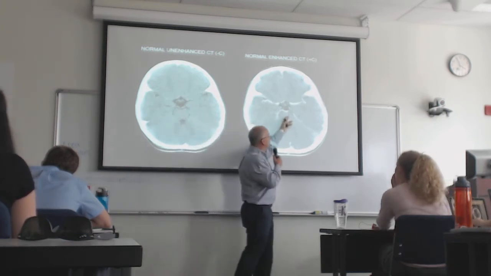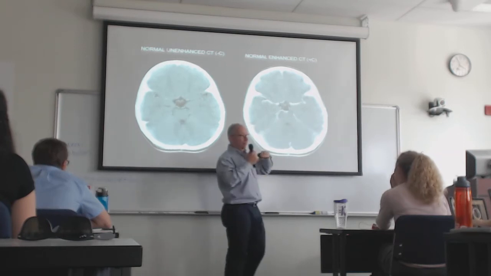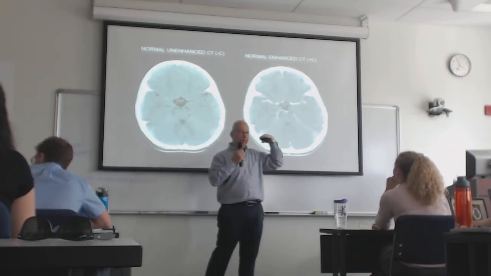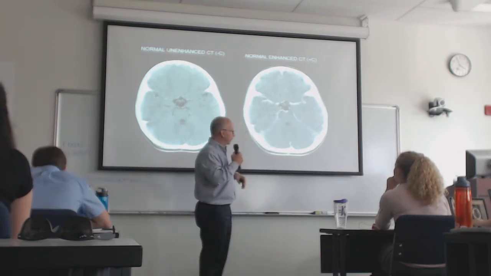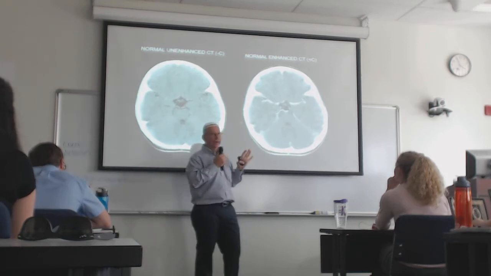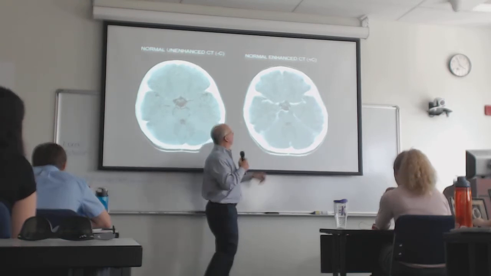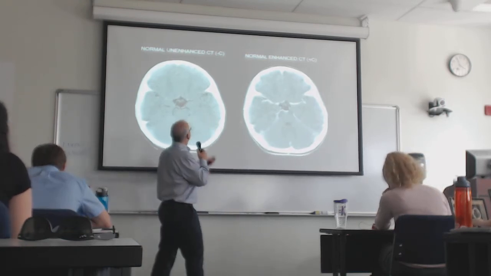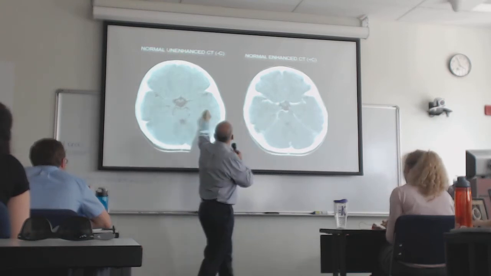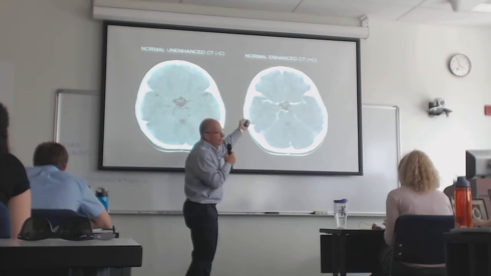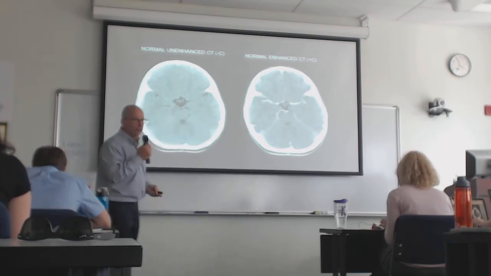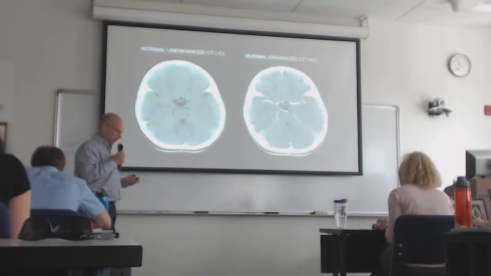This is something called the tentorium cerebelli. It sits above the cerebellum and separates the posterior fossa from the supratentorial region. That particular structure loves iodine, and it brightens up. So notice how the falx is brighter here than it is here. That's the meninges, the dura and the pia, etc.